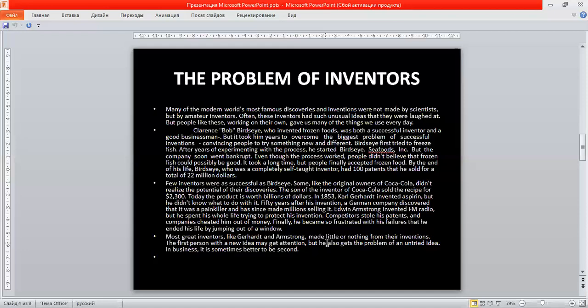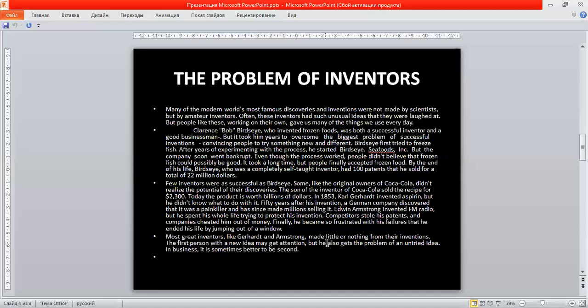Okay, let's begin. Many of the modern world's most famous discoveries and inventions were not made by scientists, but by amateur inventors. Often these inventors had such unusual ideas that they were laughed at. But people like this working on their own gave us many of the things we use every day.